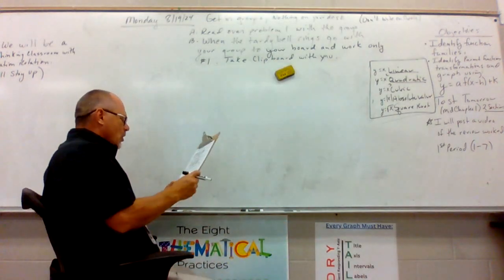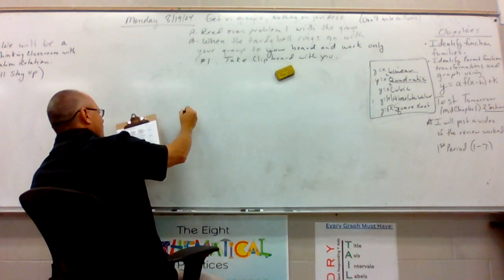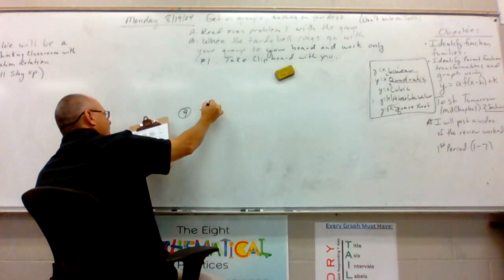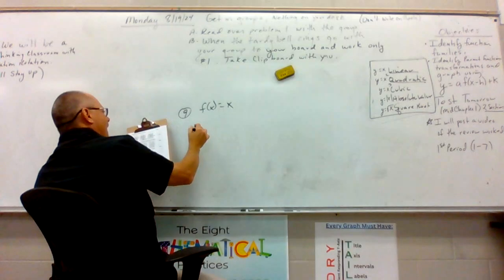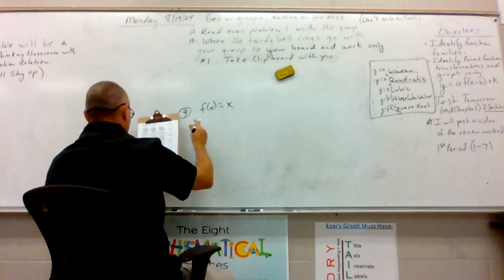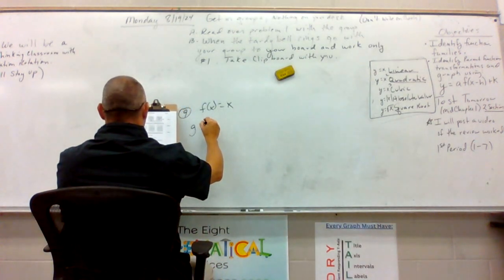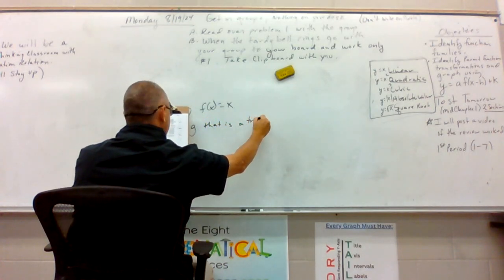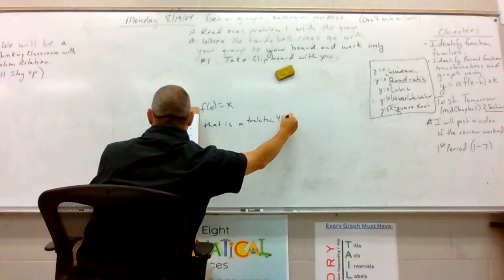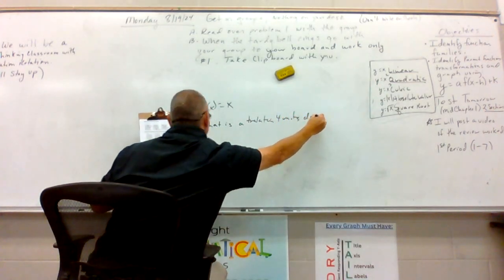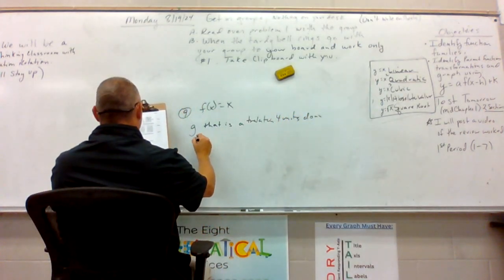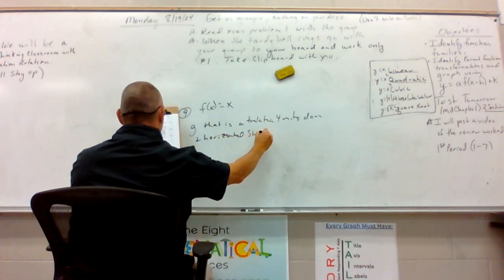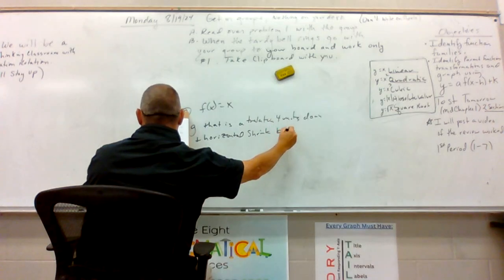Okay, now let's go over number 9. It says let g be, and at the bottom it's got f of x equals x. Then it says create a g that is a translation 4 units down and a horizontal shrink by a factor of 1/4.